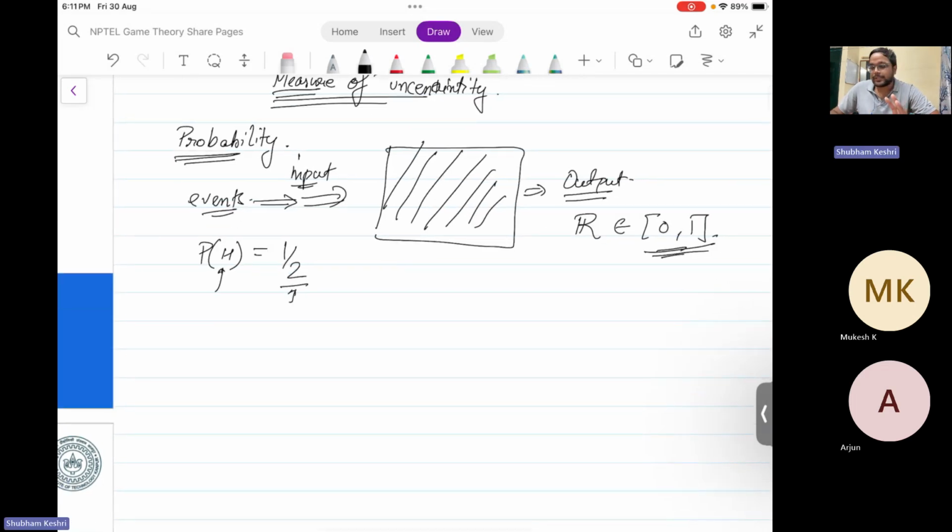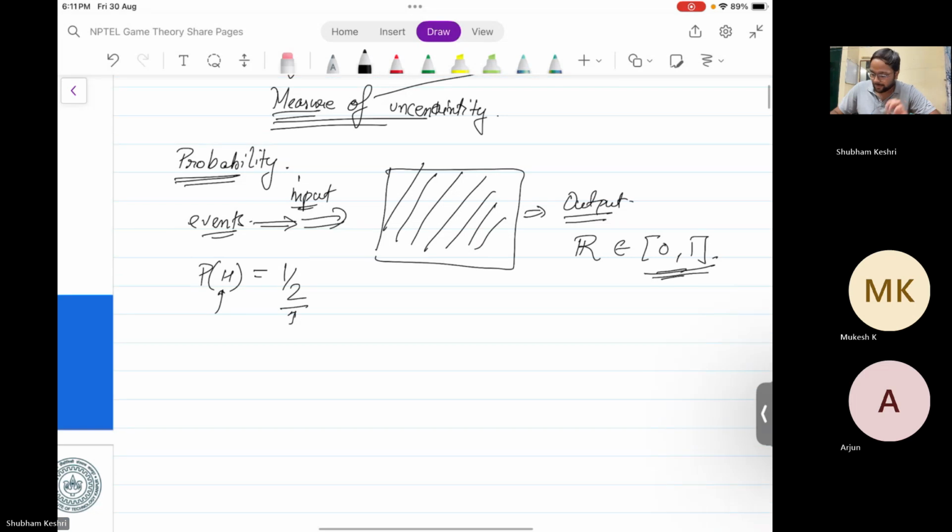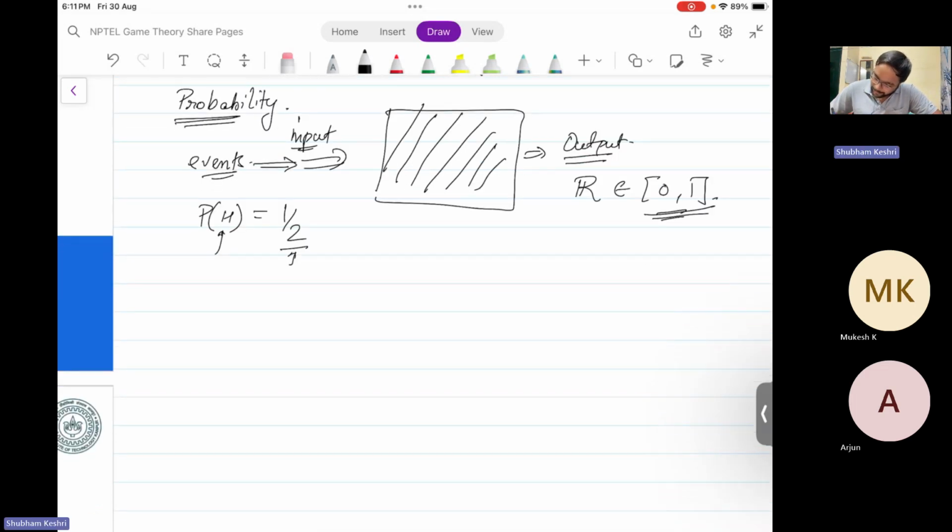So this is what probability is. Probability is a measure of uncertainty. Now, this probability function has some characteristics. If you have a random function which takes events as inputs and gives an output between 0 and 1, it will not qualify as a probability function if it doesn't satisfy those characteristics. Those are known as axioms of probability. And why I am discussing this, you will see in subsequent questions.